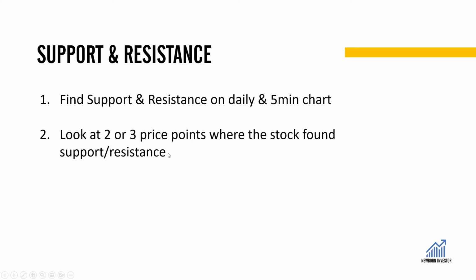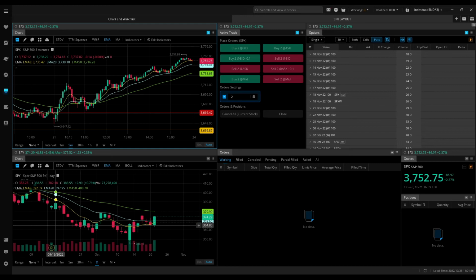So how many support and resistance levels would I identify? Basically, I look at the 5-minute or daily chart and find 2 or 3 price points where the stock found support or resistance. Now, let me give you an example of how I look for support and resistance for SPY.